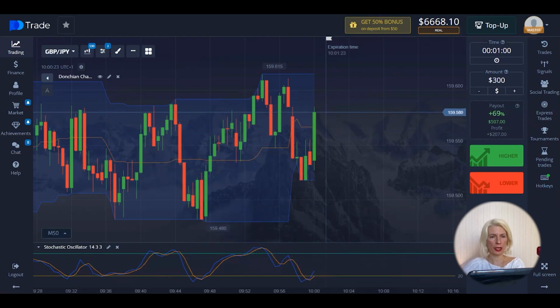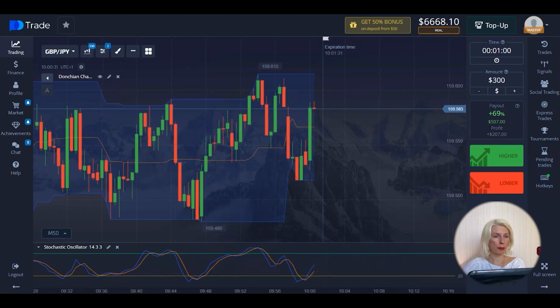The stochastic indicator also signals a possible rise in price. But namely, because of this very sharp rise in price, I hesitate to open the trade and continue watching the chart. It's still up in the air. We have to wait for a better moment.